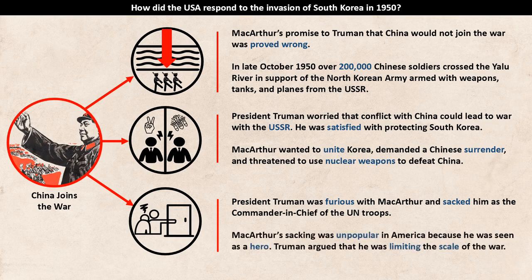MacArthur was brought home, but that was really unpopular in America because he was seen as a war hero. But Truman, on the other hand, argued that he was trying to limit the scale of the war. He was trying to stop America ending up in a war with the USSR and China. Remember that America and the USSR both possess nuclear weapons. He was trying to avoid mutually assured destruction. He was trying to stop war from spreading too much. So there we have it.